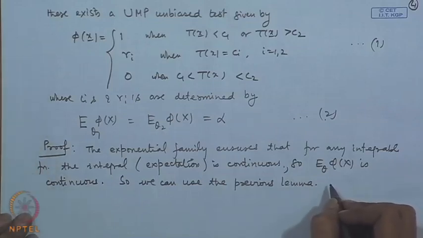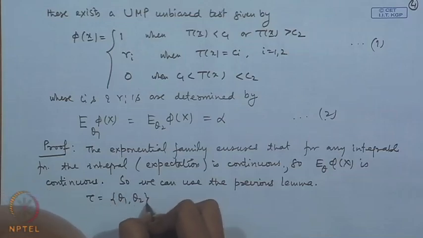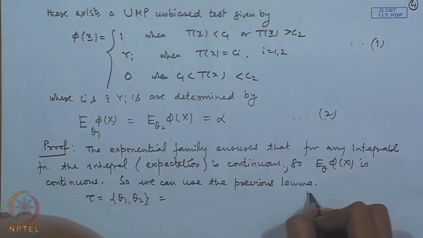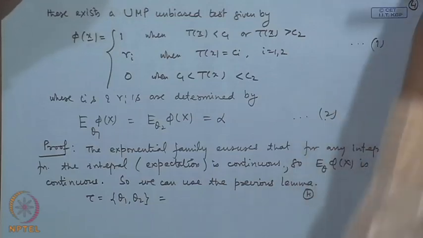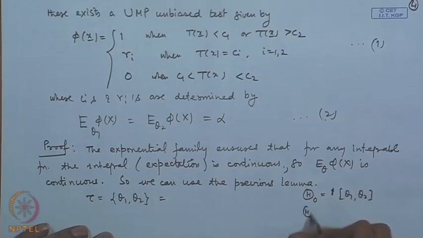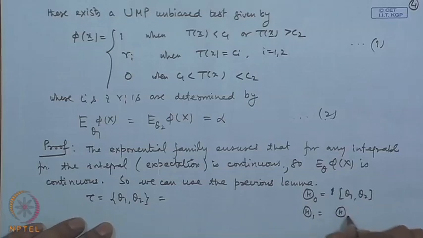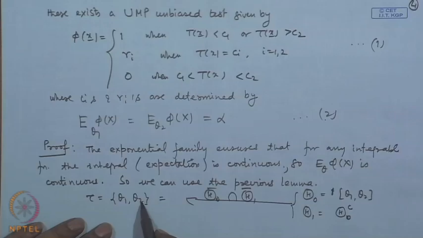So, according to the previous lemma, let us consider the boundary. What was the boundary? The boundary was consisting of theta 1 and theta 2. Actually the notation that I have used here is theta naught and theta 1 for the null and alternative hypothesis sets. So, here theta naught was in this particular problem the interval theta 1 to theta 2 and theta 1 is the complement of theta naught. So, if I consider this tau, that is theta naught closure intersection theta 1 closure, then this is going to be equal to theta 1, theta 2.